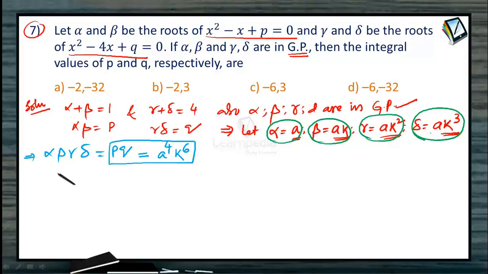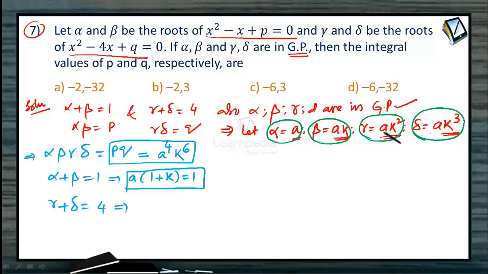Next, alpha plus beta is equal to 1, that is a plus ak. So we can write it as a into (1 plus k) equals 1. Let it be equation 1. Similarly, gamma plus delta is equal to 4. If you substitute gamma as ak² and delta as ak³, taking ak² common, it becomes ak²(1 plus k) equals 4.